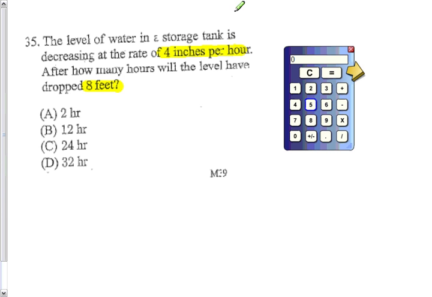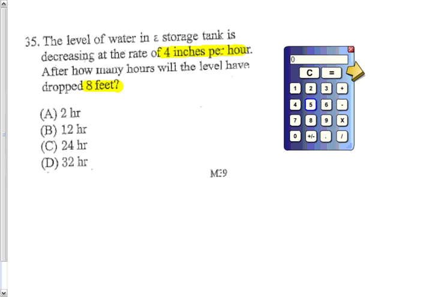8 feet. We have one measure in inches and another measure in feet. So we can't just say, well, okay, 4 and 8, that's 2, so it'll take 2 hours, and there we go. In 2 hours, it will have dropped 8 inches, not 8 feet. So we've got a unit of measure that is different, so we have to take that into account.